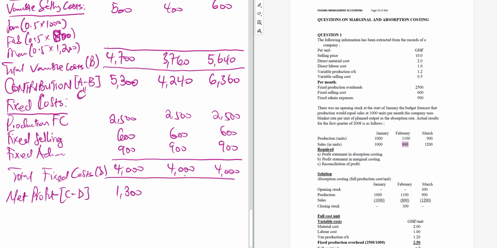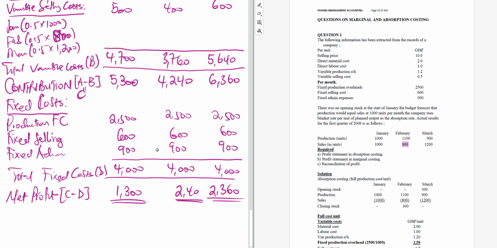Now let's come here. February 4,240 minus 4,000, and that gives us 240 profit. Then we have 6,360 minus 4,000 fixed cost. That gives us 2,360 for the last month. Okay, so we've gotten the net profit for each one.